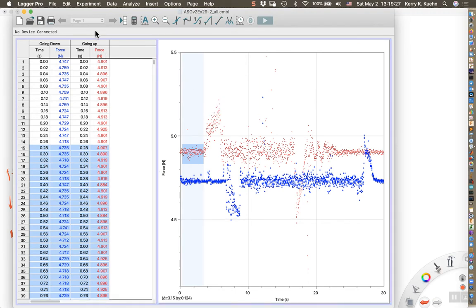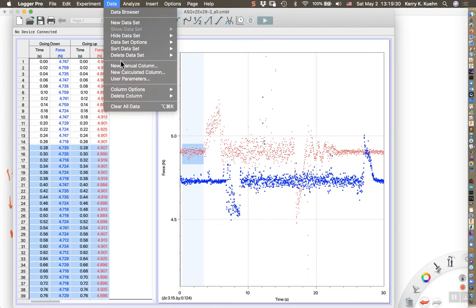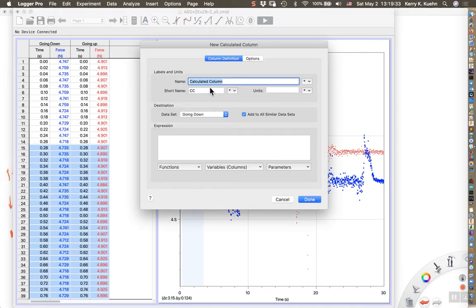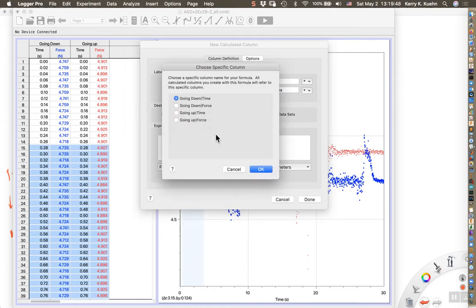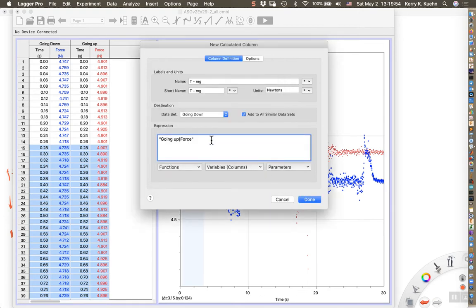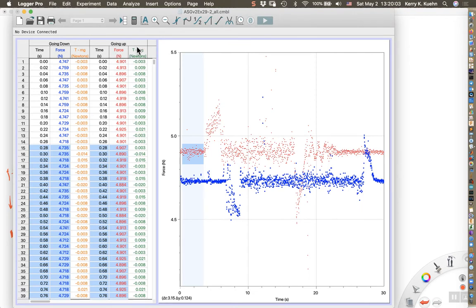4.904. So I'm going to create a new data column, data, new calculated column. And I'm going to say this is going to be the tension minus mg. T minus mg. And the units are newtons. And to calculate this, I'm going to take the going up force, and subtract off 4.904. That was the mean value. So done. Okay, so now I have a new column right here, and I'll plot this in a moment.